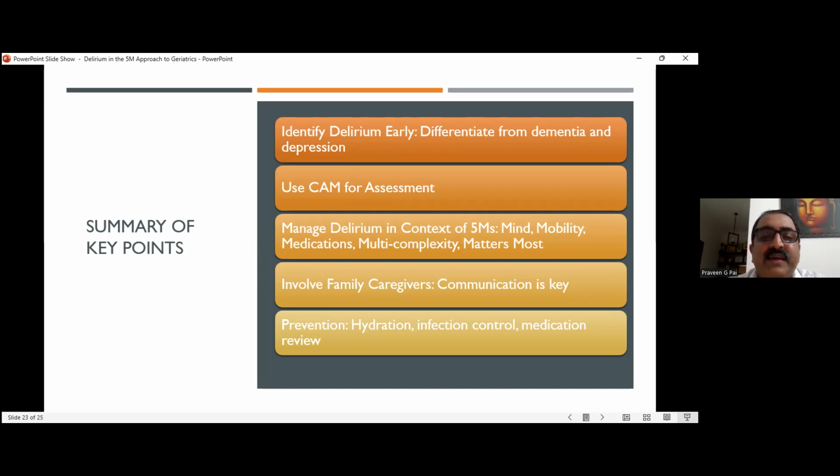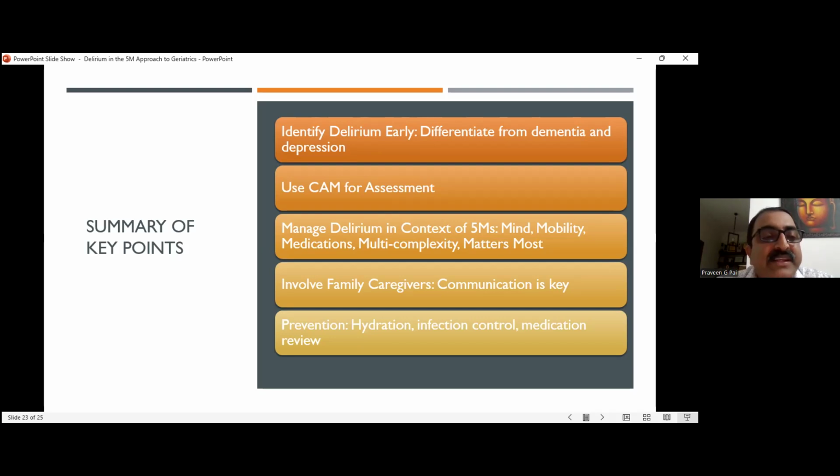And always involve the family and caregivers. And again, it need not be told again and again. Communication is more important, and out of communication, always listen, listen, listen, and keep on listening. That's all. Communication is very important. Listening is most important because most of the things come out of history only, and history can be elicited only if the person is a good listener. And this is extremely important in palliative care.